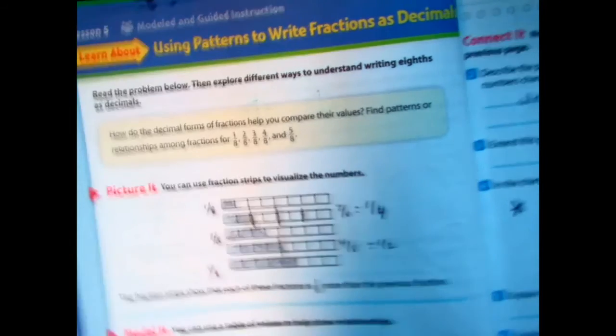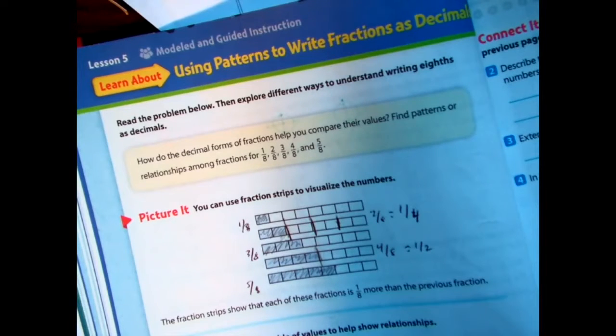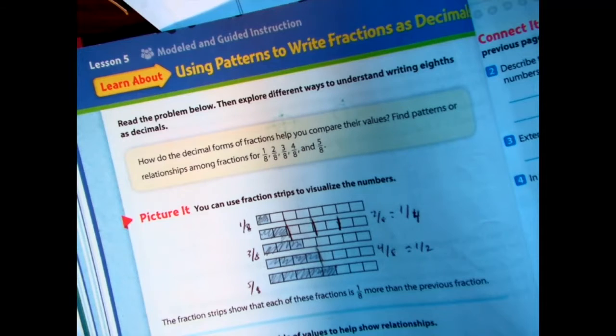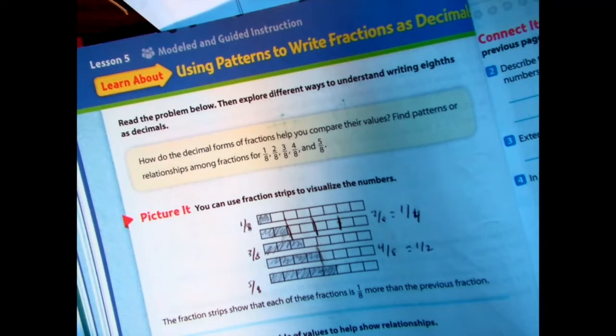Read the problem below, then explore different ways to understand writing eighths as decimals. So how do the decimal forms of fractions help you compare their values? Find patterns or relationships among fractions for 1/8, 2/8, 3/8, 4/8, and 5/8.